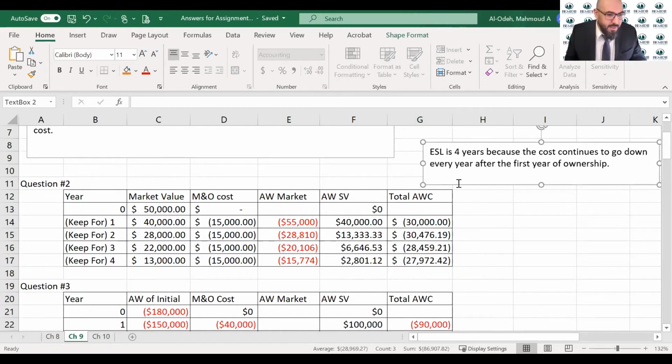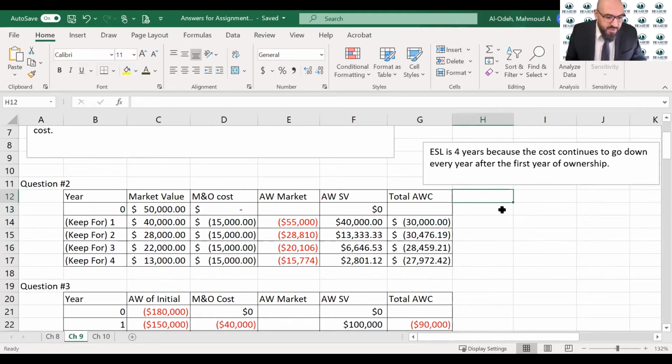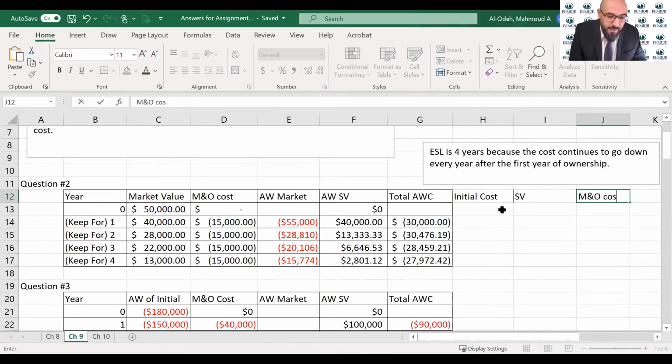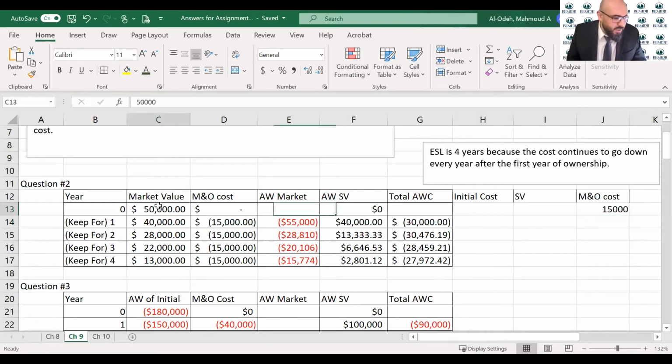So let's go over it one more time. Again, we're dealing with three values: initial cost, salvage value, and maintenance and operational cost. For this one, this is the easiest. The maintenance and operational cost is 15,000 every year. Now, where's the initial cost? This one right here, the 50,000.